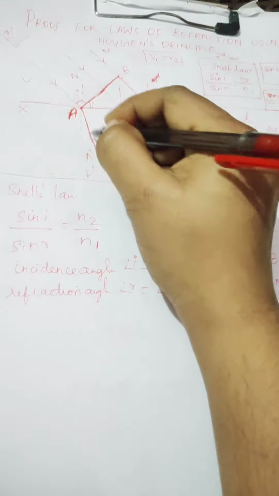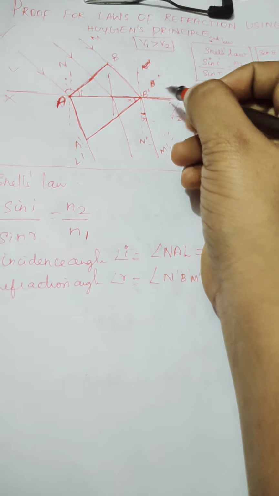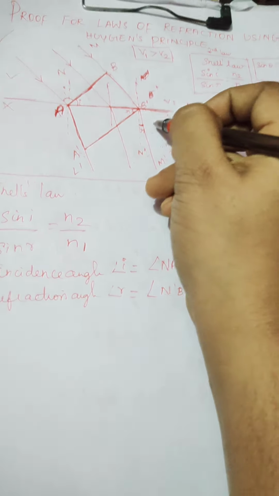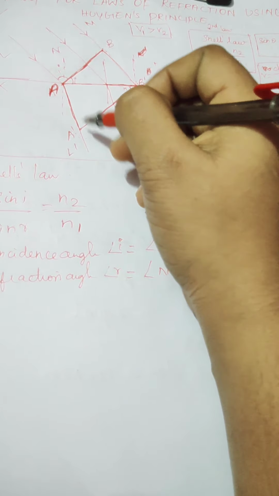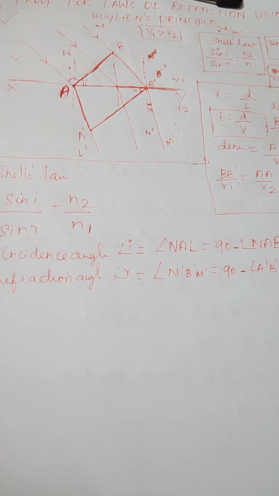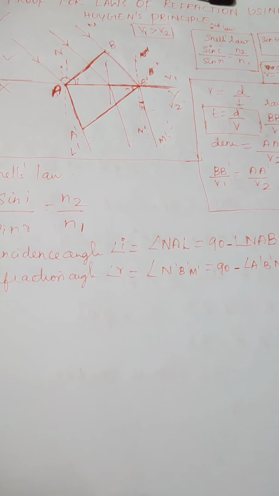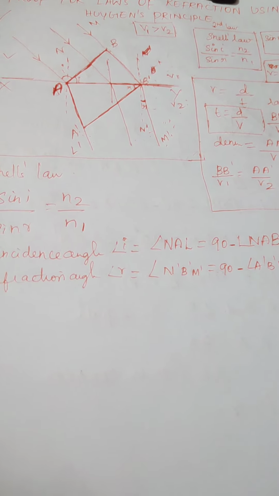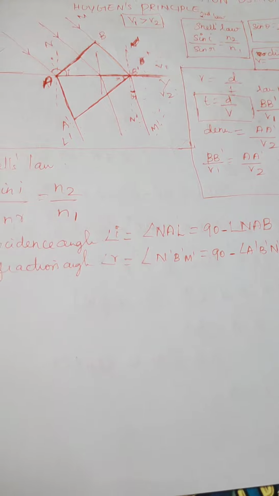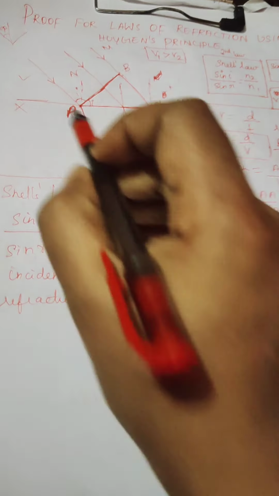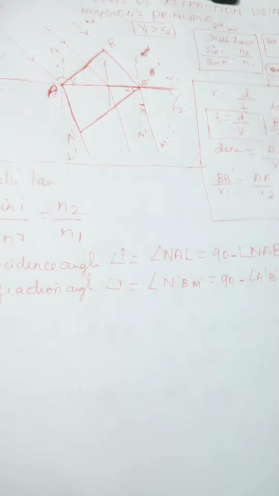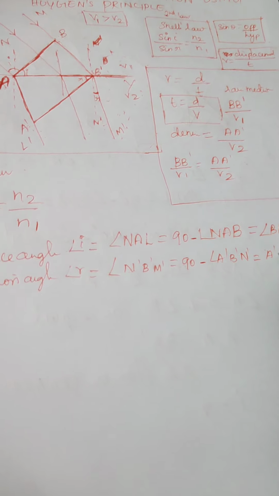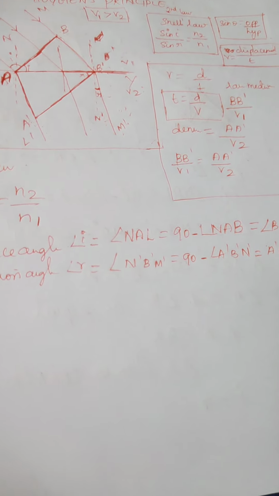So that is equal to this triangle, A dash, A, B dash. Okay, clear. You don't have any doubts. So that is equal to this triangle, A dash, A and B dash angle.